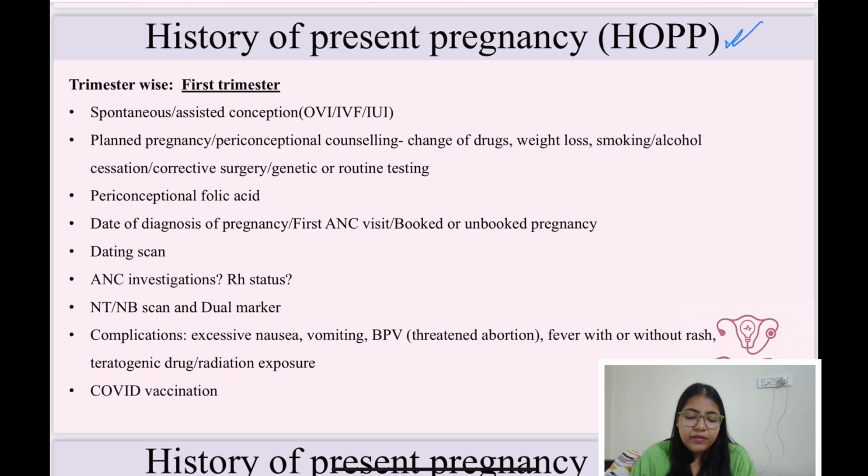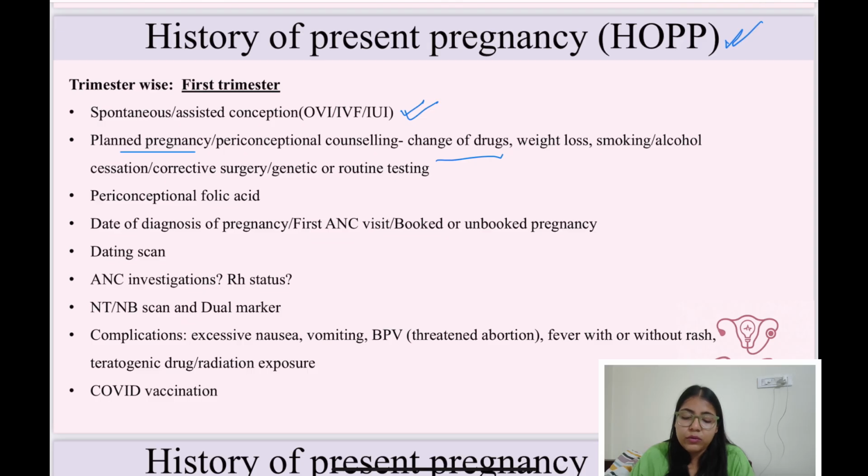Okay, in first trimester it is very important to know if the conception was spontaneous or assisted, if it was a planned pregnancy, because if it was planned, the patient must be taking preconceptional folic acid, and if it was unplanned, she may have missed the preconceptional folic acid. If there was any change of drugs, suppose the patient was of chronic hypertension, she may have been on telmisartan or anything else, but we don't continue telmisartan in pregnancy. Why? Because it is contraindicated and teratogenic, so change of drug is needed. So if the pregnancy is planned, the patient may have changed the drug at first only.